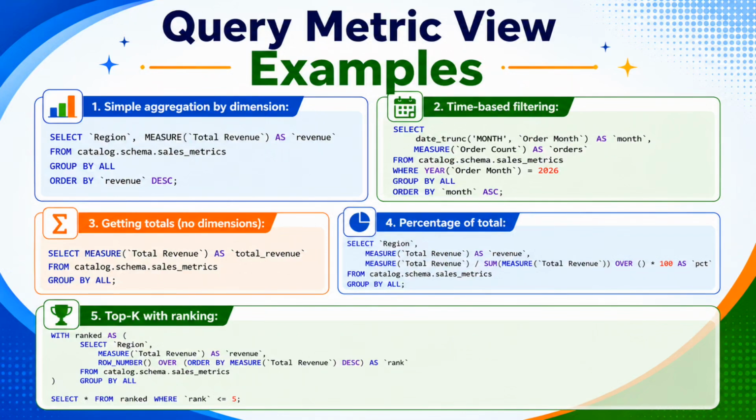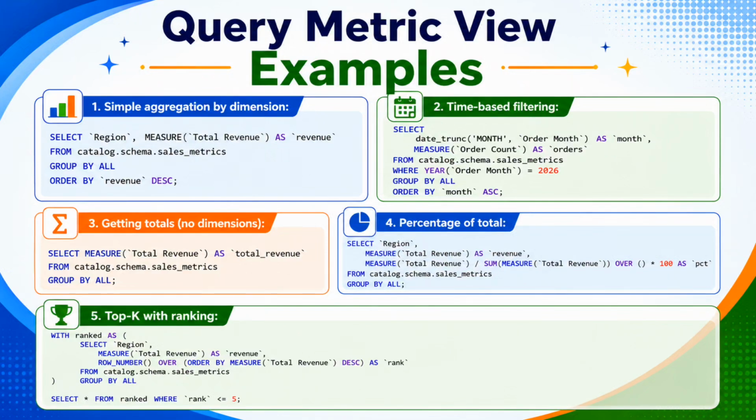Example 5. Top K analysis with ranking. Finally, let's identify the top performing regions. We begin with a common table expression named ranked. Inside the query, we select region, revenue using measure of total revenue. Then we assign rankings using row number over order by measure of total revenue, descending. This ranks regions from highest revenue to lowest revenue. In the final query, we filter the results where rank is less than or equal to 5. The output returns the top 5 revenue-generating regions. This pattern is commonly used for leaderboards, executive dashboards, and performance tracking.